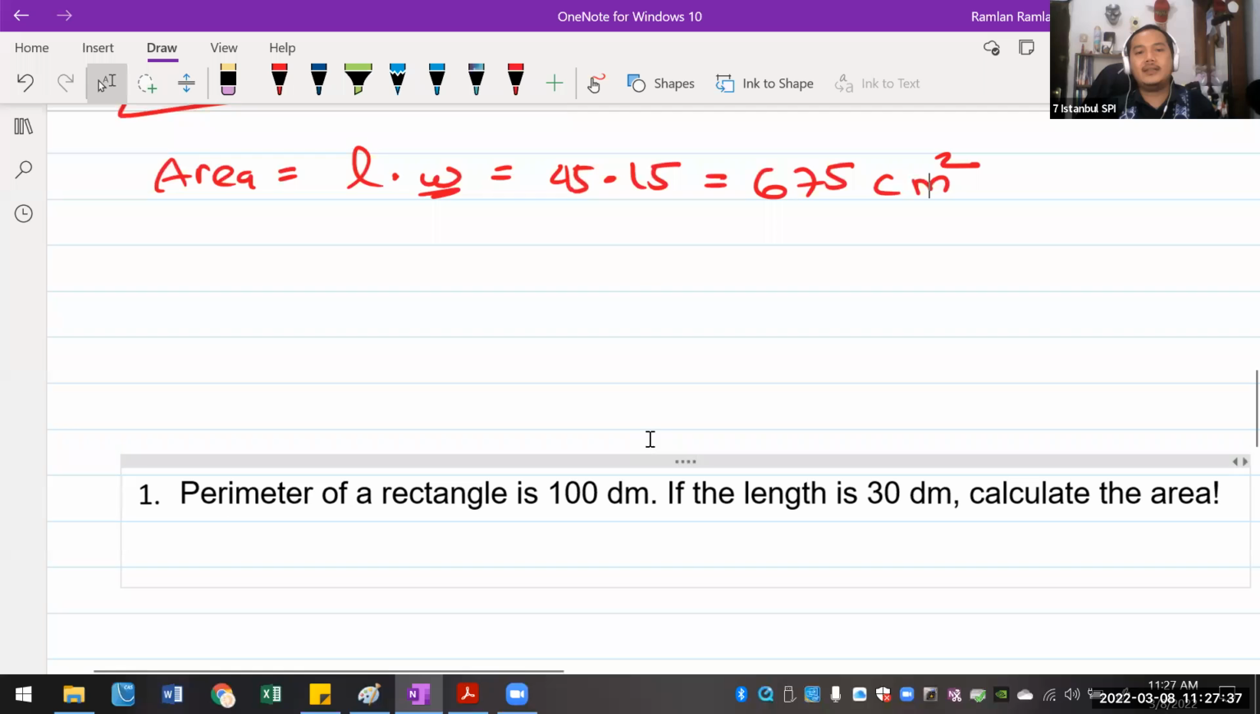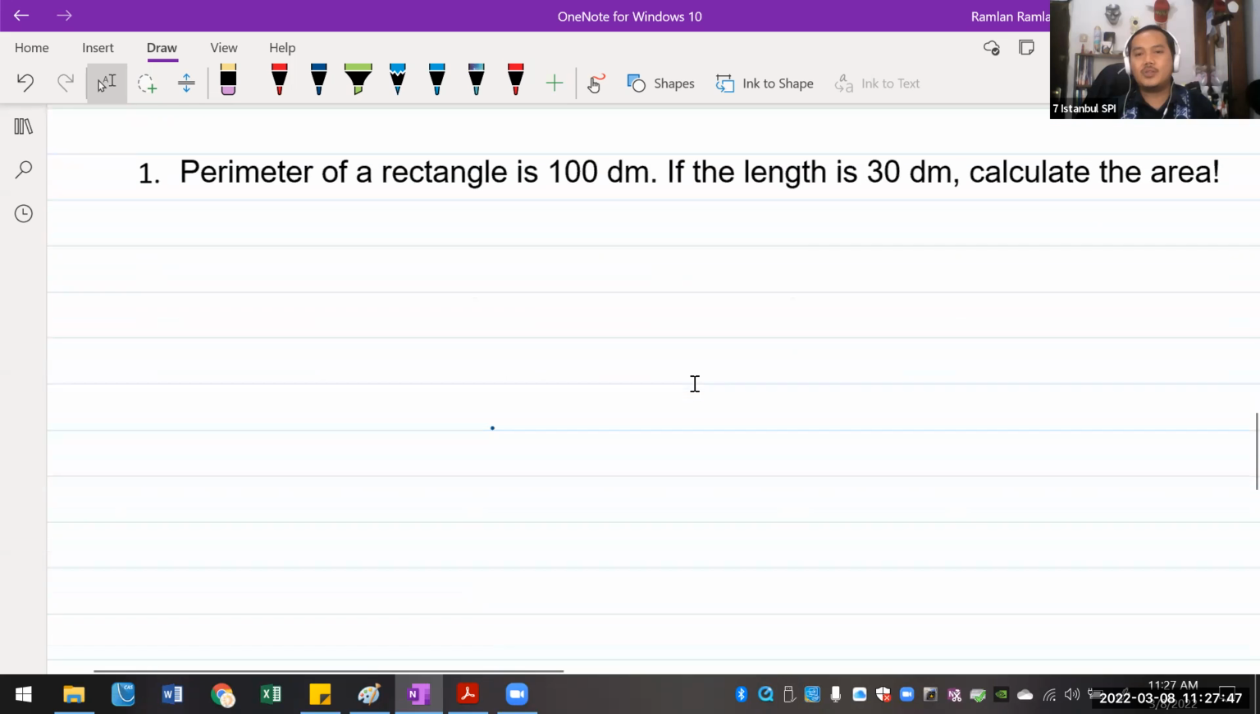Perimeter of a rectangle is 100 decimeter. If the length is 30 decimeter, calculate the area. Okay, so that is for question number 1. I'm going to help you for number 1. Number 2 and 3, you do it yourself. Maybe I will help you a little bit.